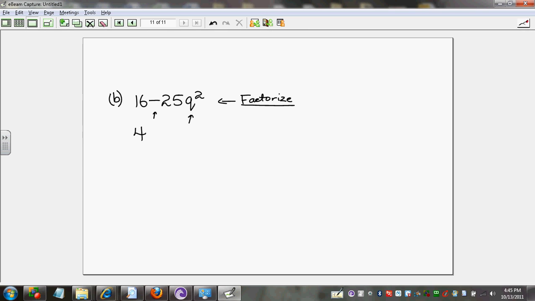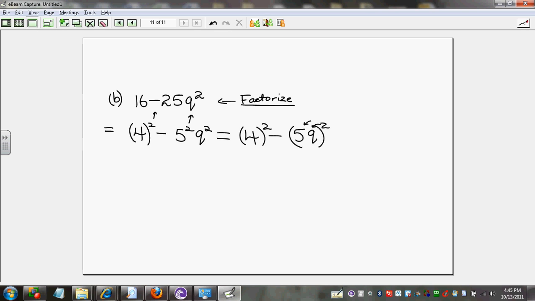So we ask ourselves, what squared will give us 16? 4. So we write 4 squared will give us 16. What squared will give us 25? 5 squared will give us 25. And what squared will give us q squared? Of course, q squared. So this here is equal to 4 squared minus 5 squared q squared. I could then write this as 4 squared minus 5q all squared. Because the square placed outside the bracket means that the squared will operate on the 5 as well as the q once you expand it out.